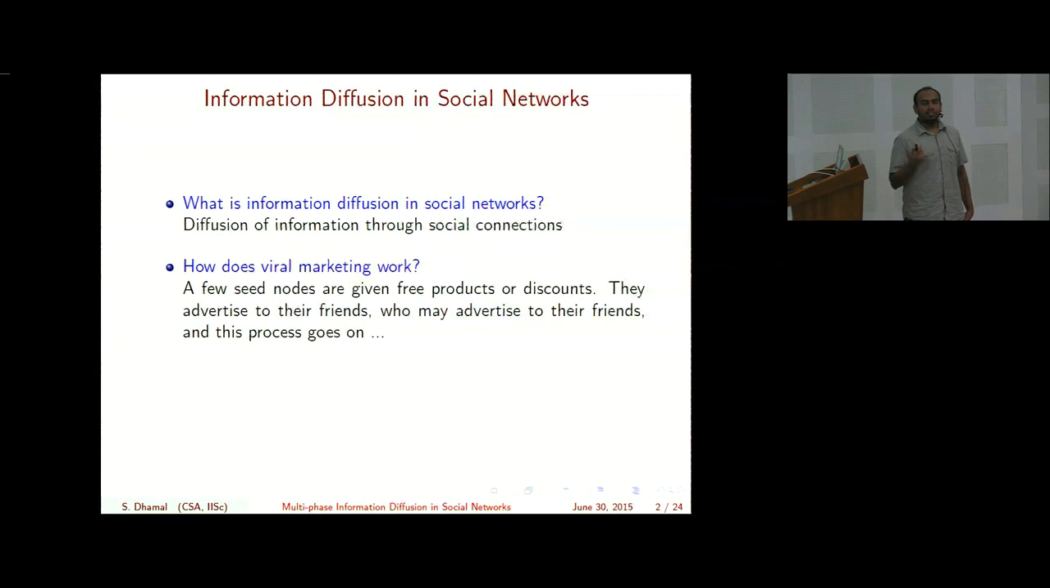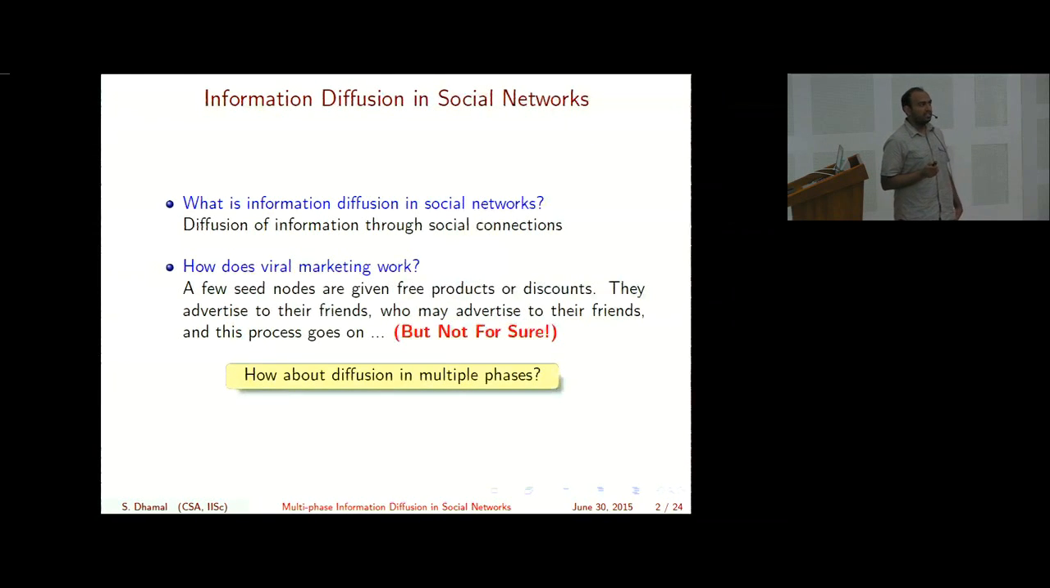So some seed nodes are selected by a company, to whom free products are given. And then these people, if they like the product, advertise to their friends, and they again buy the product, and they may again advertise to their friends, and this process goes on. So the company anticipates this and hopes that it's going to get a lot of product purchases based on viral marketing. But again, the company is not sure in what direction this process is going to go.